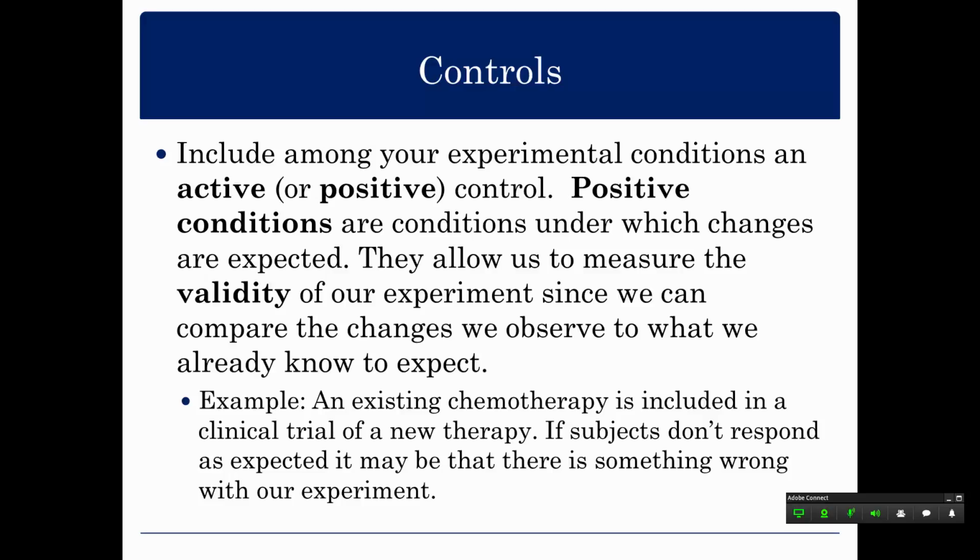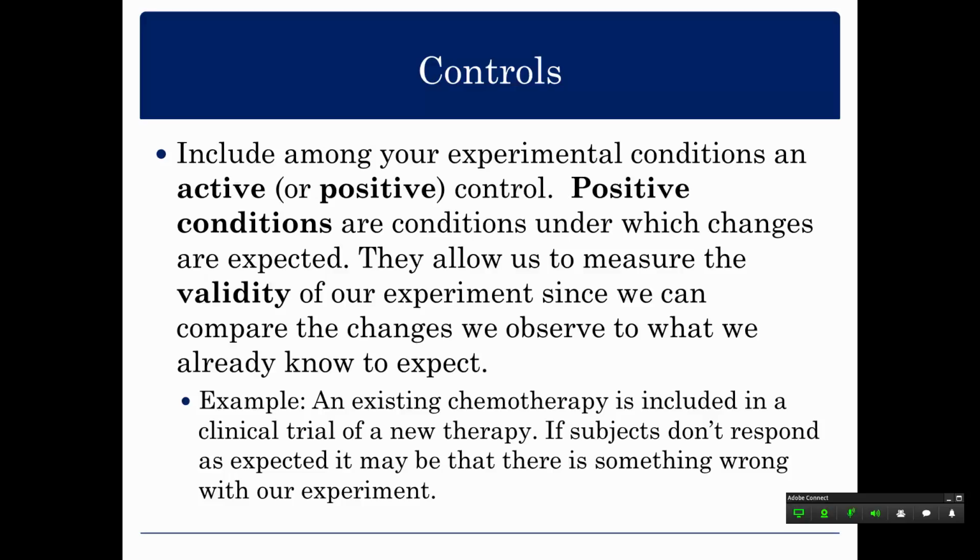In other words, since we know what to expect for patients with a particular type of cancer when they get a particular type of chemotherapy, if we include a control group, a positive control or an active control of those patients with that chemotherapy and don't observe what we would expect to observe, then that may trigger us to examine our experiment. We may have the wrong patients. We may not be giving it in the right way. They may be doing or have other therapies that they're taking that are reducing the effectiveness of the chemo.